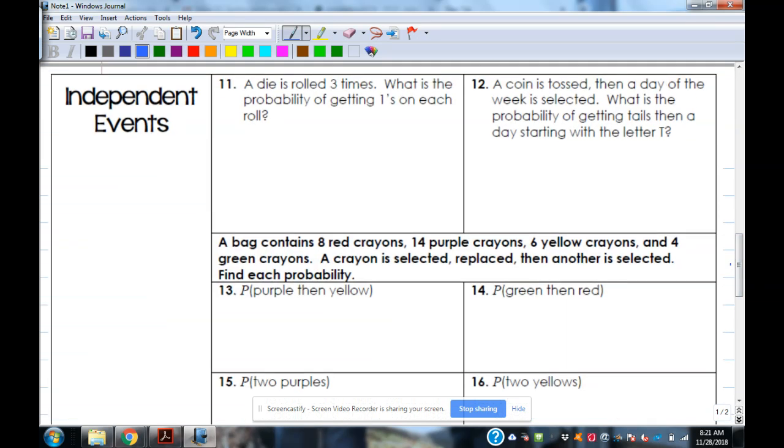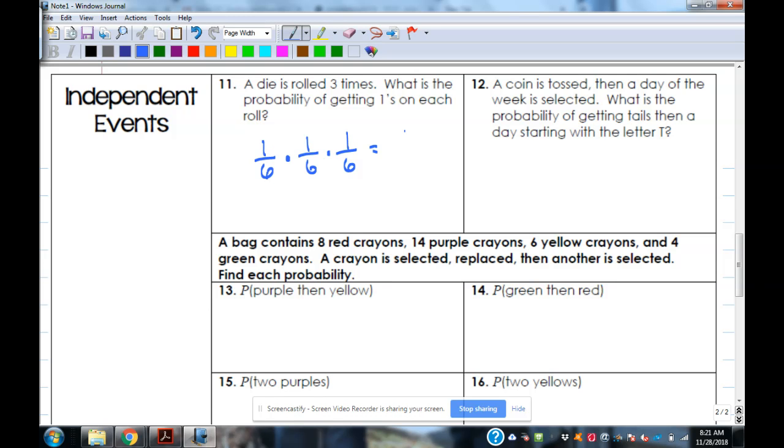A die is rolled 3 times. What's the probability of getting ones on each roll? When I roll a die the first time and I get a 1, can I take that 1 off the die? No, I can't. So is this an independent or dependent event? Independent. We're rolling it 3 times. What's the probability of getting a 1 the first time we roll? 1/6. The second time? 1/6. And the third time? 1/6. We multiply all those together.